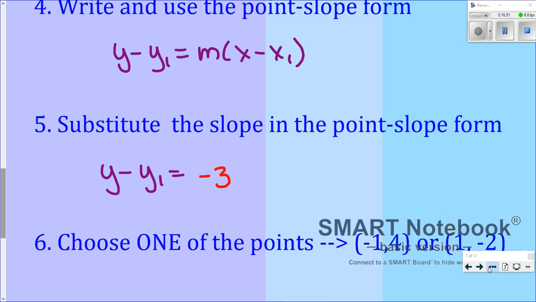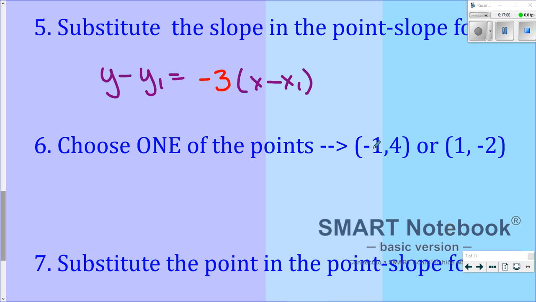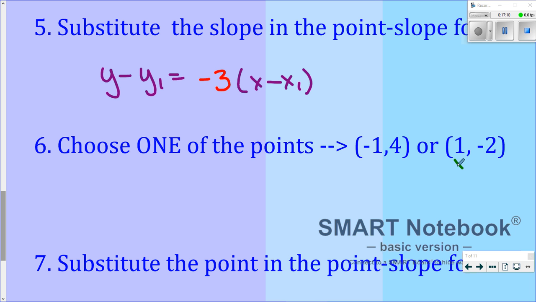And then I continue to put times x minus x1. Then it says choose one of the points. So either you choose this point or this point. I'm going to choose the second point. So what I'm going to do is put that in green. I'm going to put my x1, y1. That's one of the points that I'm choosing. And I'll write that here. So it'll be 1, -2 that I'm choosing.